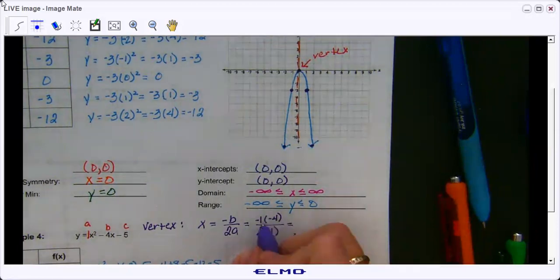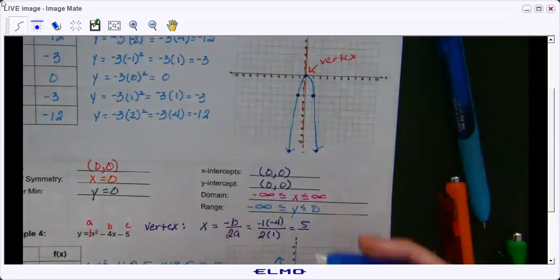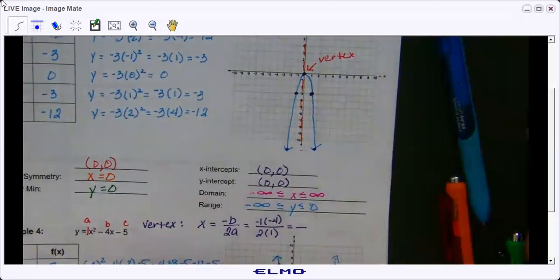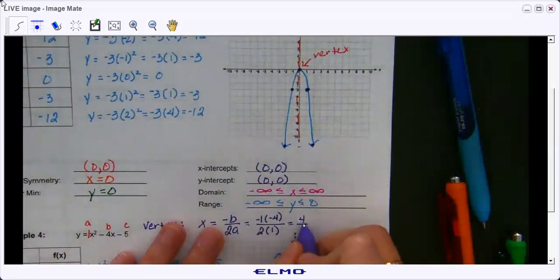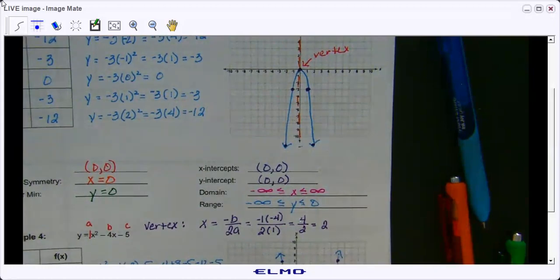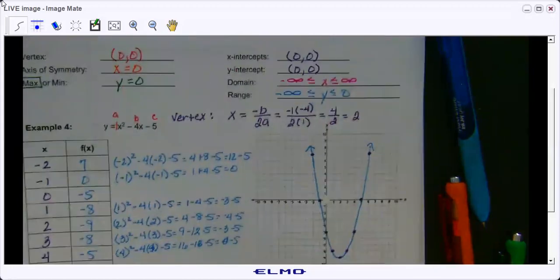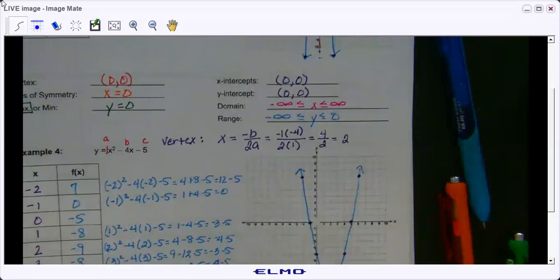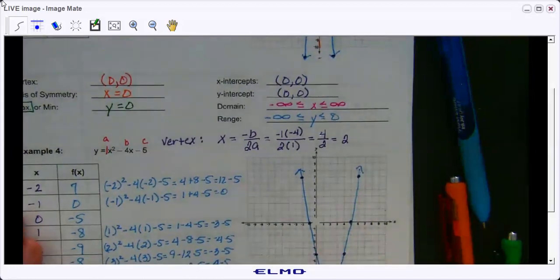Okay. So -1 times -4 is 5 over 2. Is that right? 4 over 2. Oh my goodness. I was like, wait, this isn't turning out right. Thank you. 4 over 2. So our vertex is 2. Does that make sense that our x would be 2? Or x is 2? It is. In our vertex, what is our vertex down here on our graph? 2, -9.